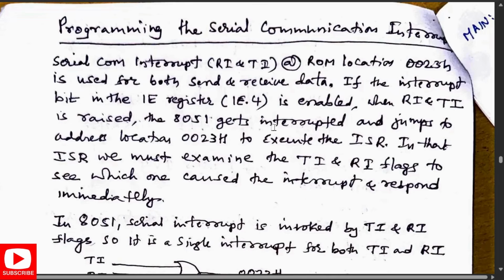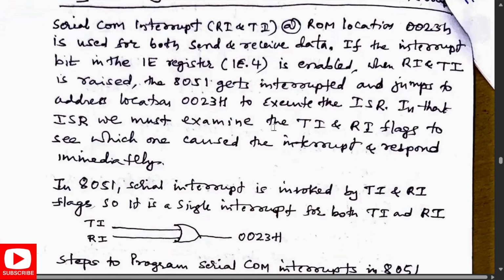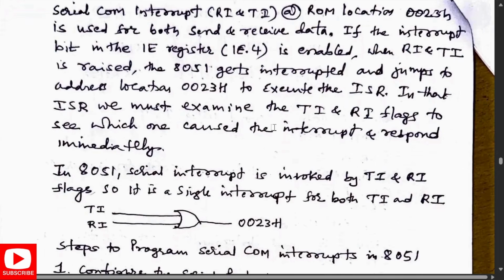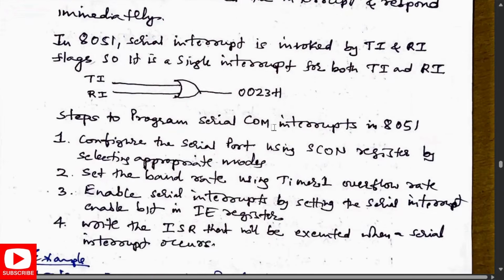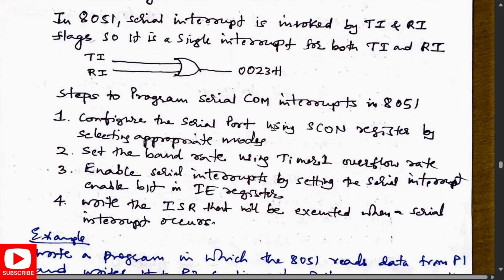This is the Module 4 Part 2 video, where I'll be discussing programming the serial communication interrupt. Here we use the RI and TI flags to see which one caused the interrupt and respond to that flag immediately. Step one is to configure the serial port using the SCON register and set the baud rate using the Timer 1 overflow rate.